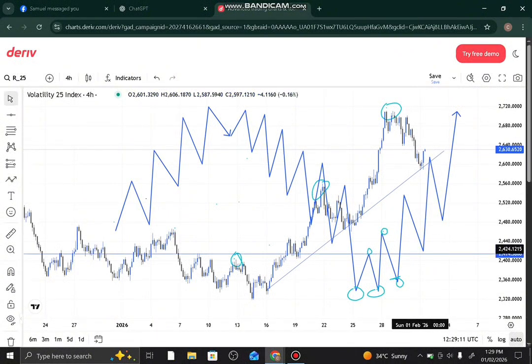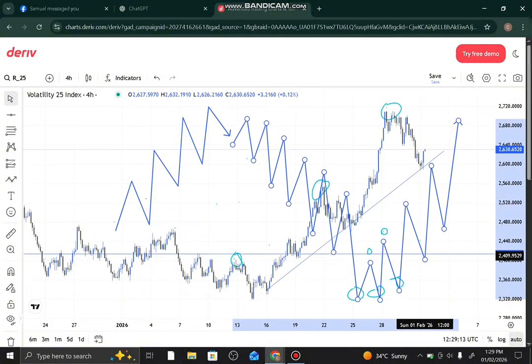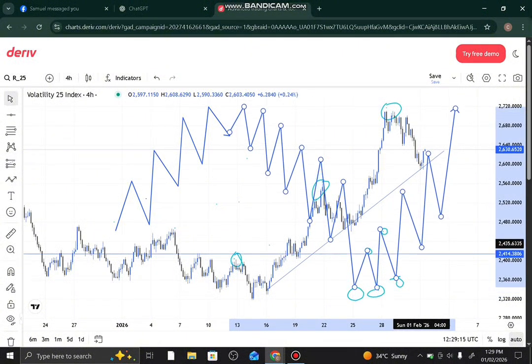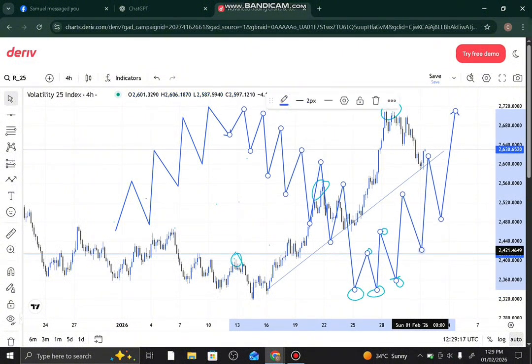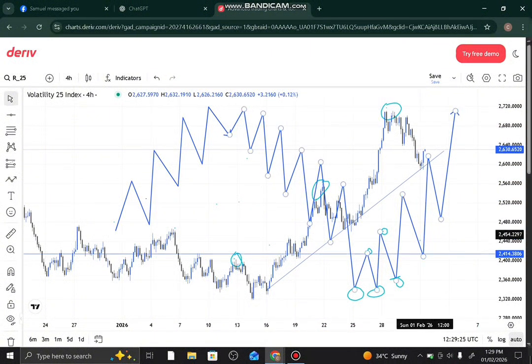Okay, from this level now, can you see this level? From this level, let me show you what most traders do to capitalize on their entry.